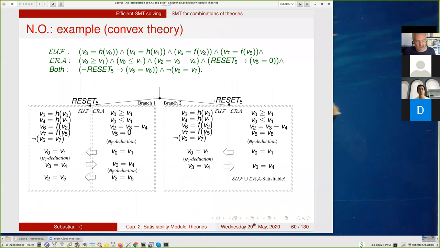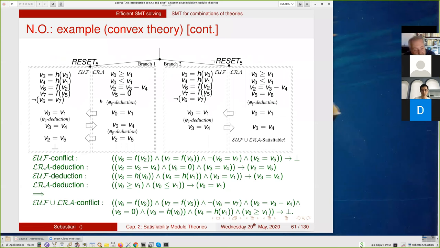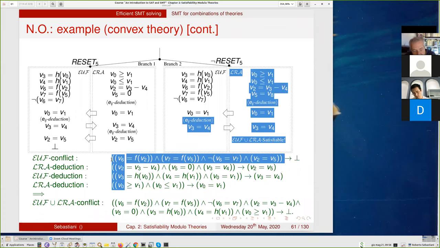We have found, for instance, in this branch here, an inconsistency. Remember, a theory solver should provide a conflict set. Finding a conflict set for that is quite complicated, because when you find this, you perform a deduction, and you can reason backward. The last deduction says that V6 equals V7. Since V6 is equal to F2, and V7 is equal to F2, and V6 equals V7, and you have previously deduced that V2 equals V5, then you can conclude false. So this means that this is a conflict set.